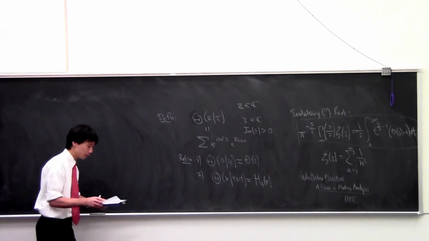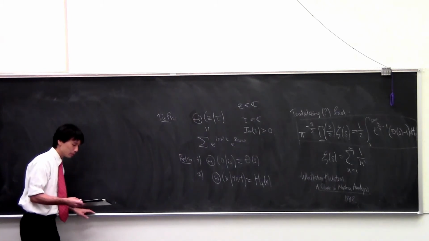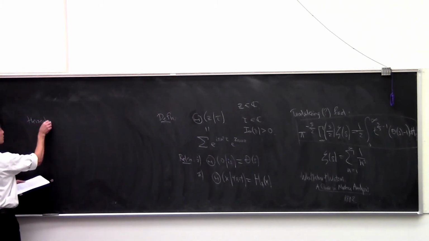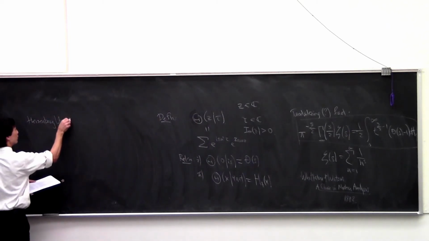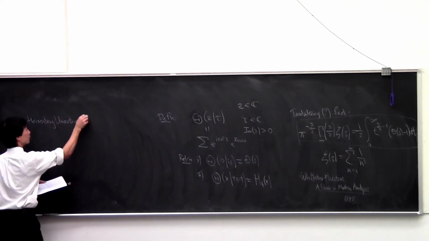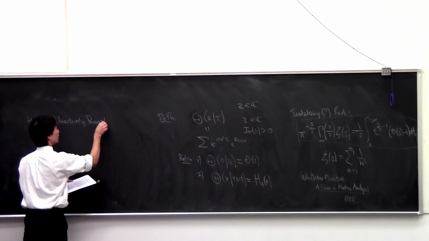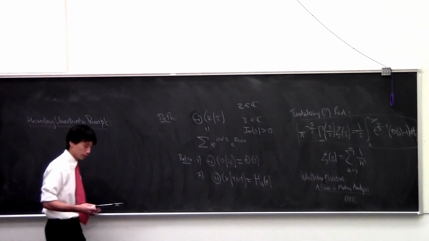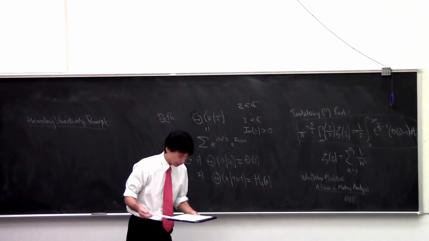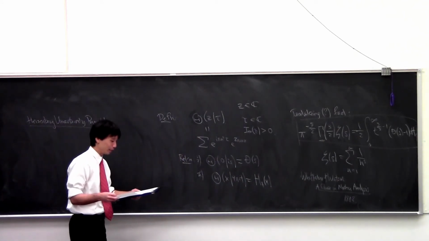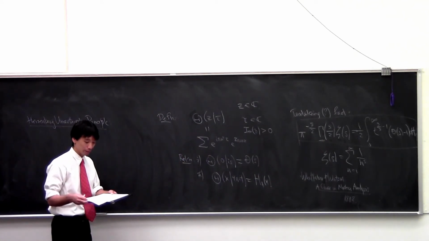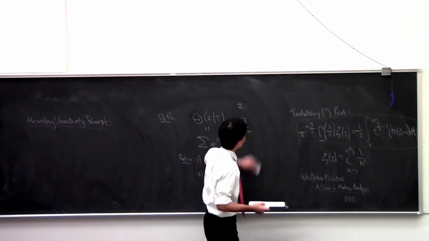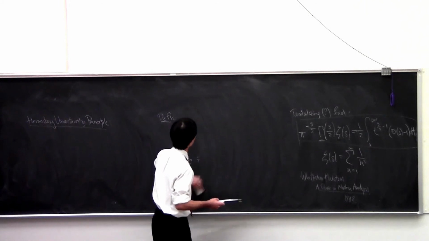Okay, so the last thing we're going to talk about today is the Heisenberg uncertainty principle. Quantum mechanics. Okay, and we'll see how this is basically a consequence of, it's an observation using Poisson's theorem.